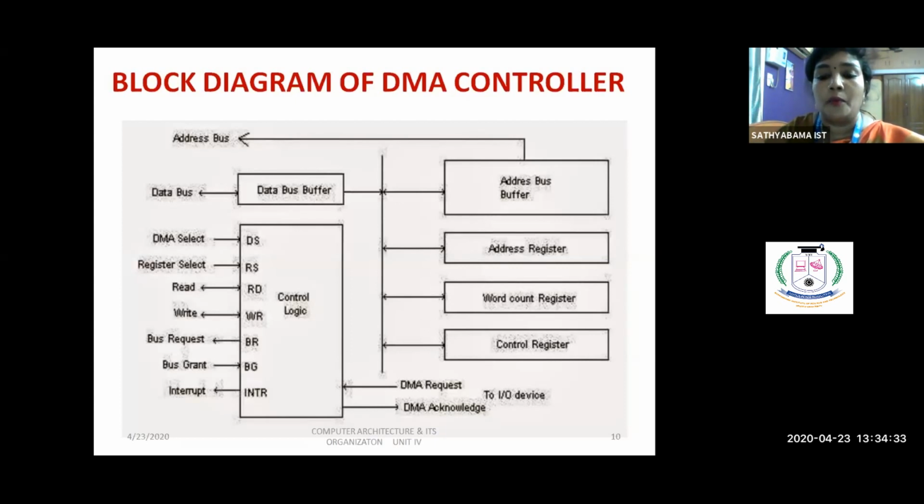Then here input device is connected to your control logic. Here it is given two signals. One is DMA request, another one is DMA acknowledgement signal. So the request signal will be given from input output device and acknowledgement signal will be given by the DMA.